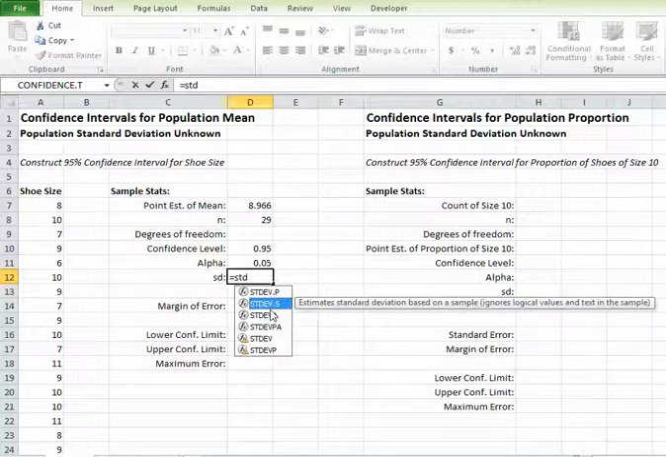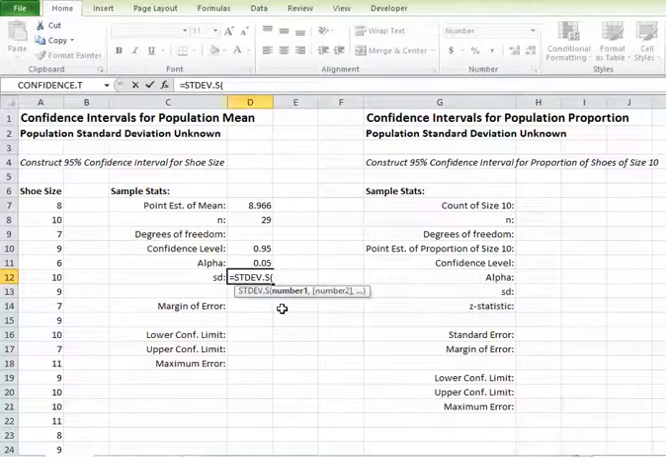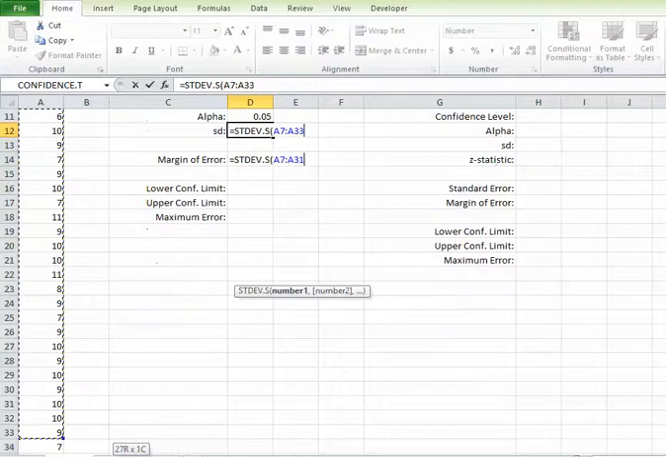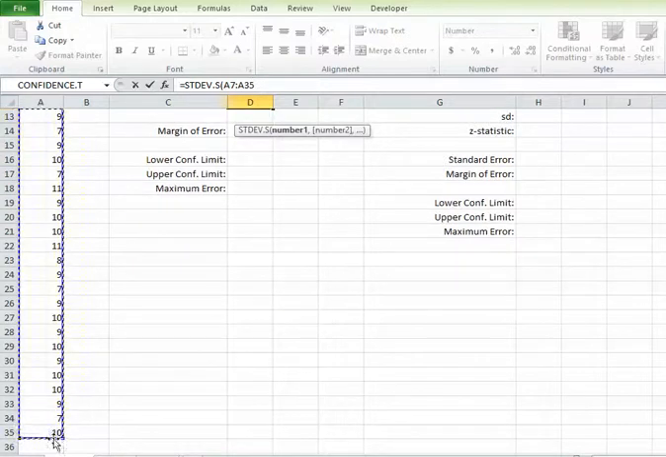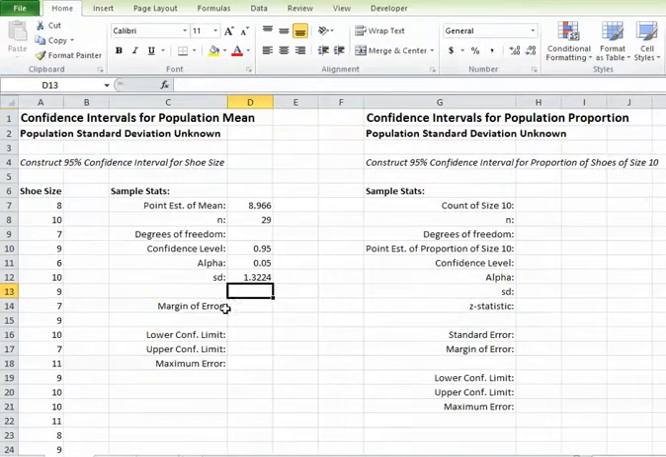STDEV.S will give us a sample standard deviation. STDEV is for 2007. You can also use that one. Either one of those will give the same answer. I'm going to use STDEV.S, to get in the habit of using this newer function. I just hit my tab key. And now it wants my range. So I grab my values. And there I have a standard deviation.